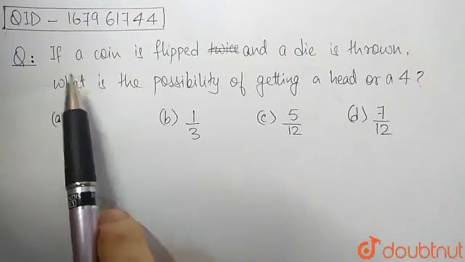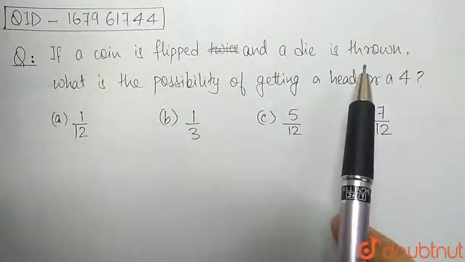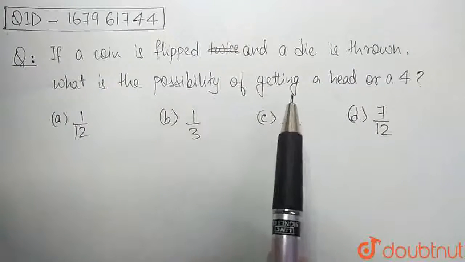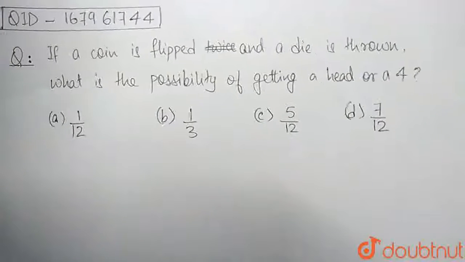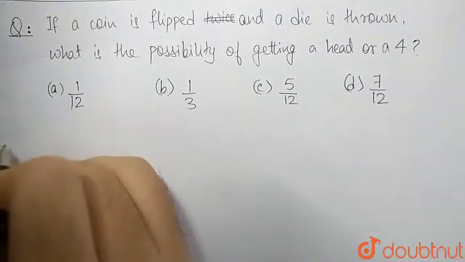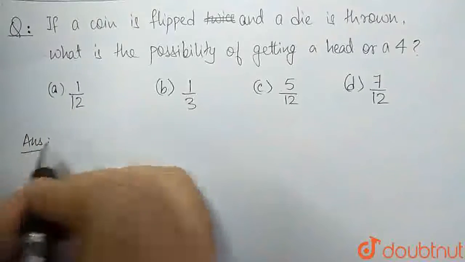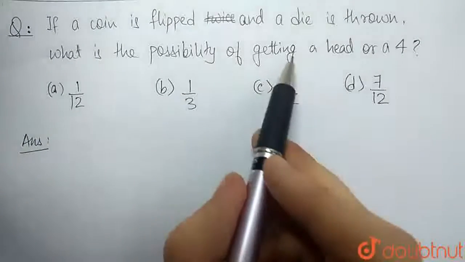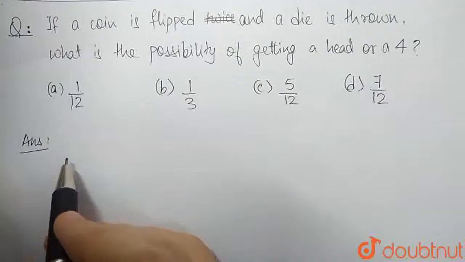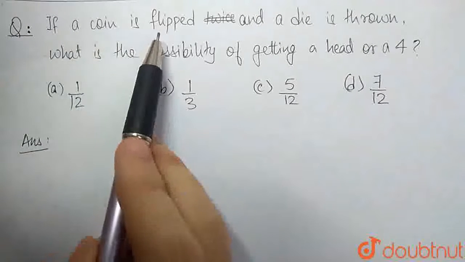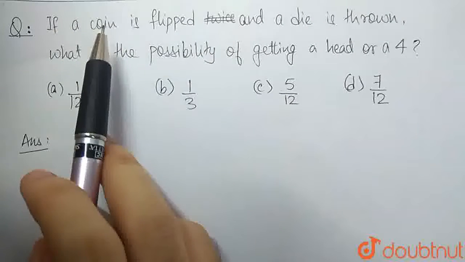The question here is, if a coin is flipped and a die is thrown, what is the possibility of getting a head or a 4? Right. So what we need to find out here is the possibility or the probability of getting either a head or a 4. Right. So now we are flipping the coin and throwing the die together.